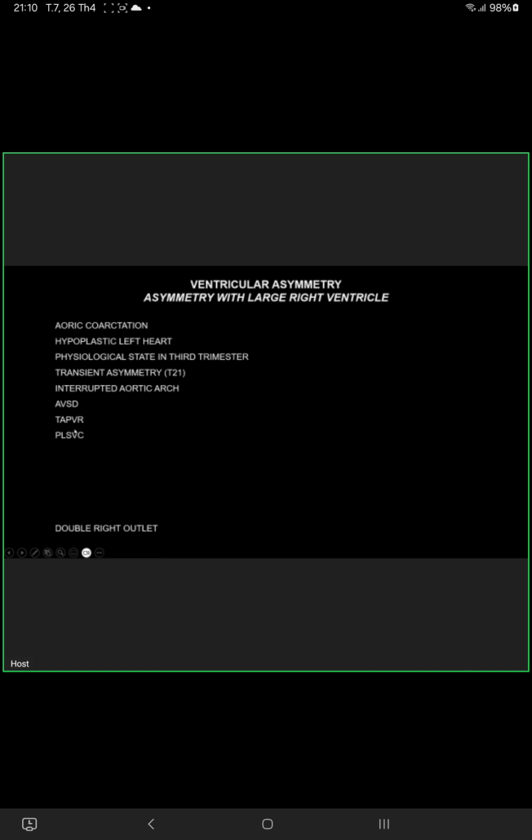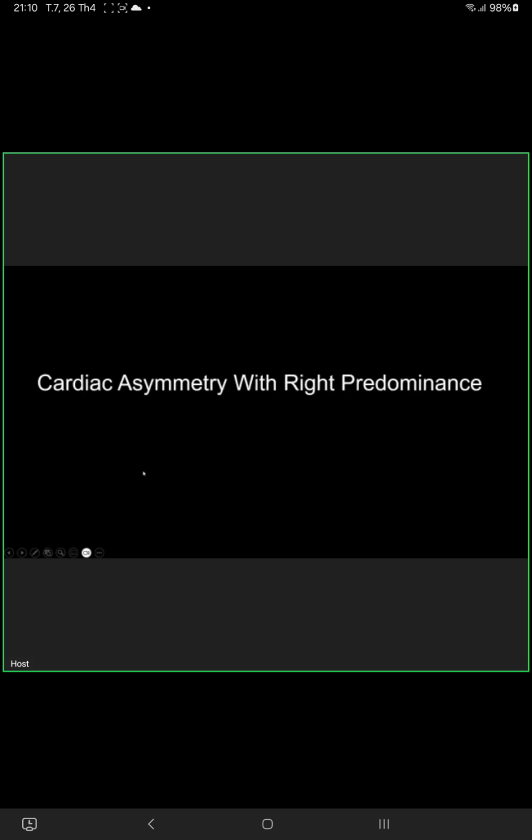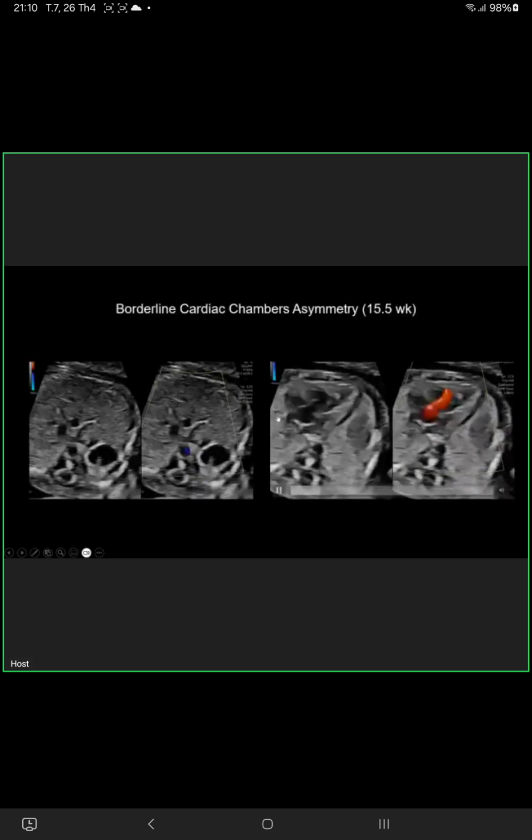Reasons for ventricular asymmetry may be: large right ventricle, aortic coarctation, hypoplastic left heart, physiological state in the third trimester, trisomy 21, interrupted aortic arch, AVSD, total anomalous pulmonary venous return, persistent left superior vena cava, double outlet right ventricle, absent pulmonic valve syndrome, Ebstein anomaly, and problems of the left heart, vein of Galen, tricuspid insufficiency. The cardiac asymmetry with the right predominance: right bigger, left smaller.